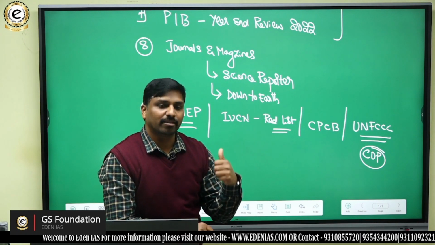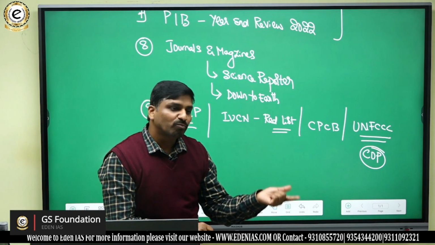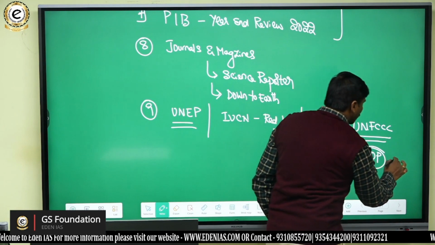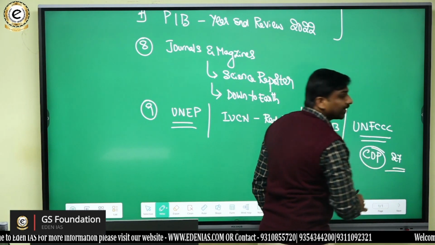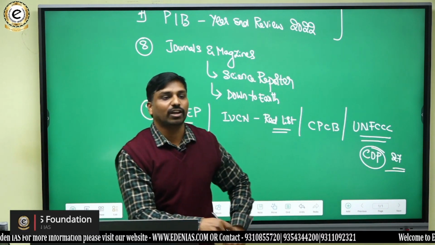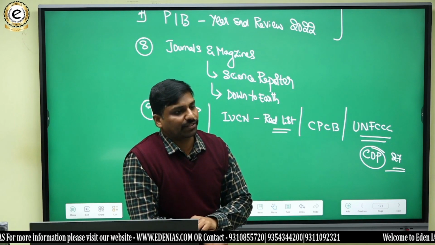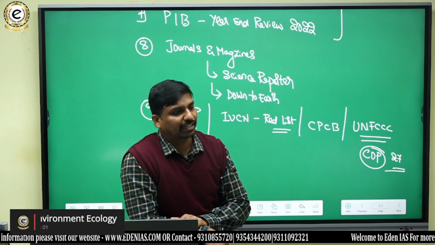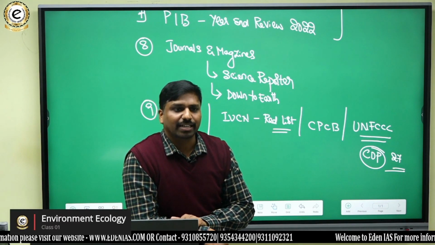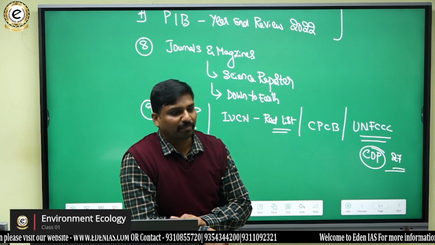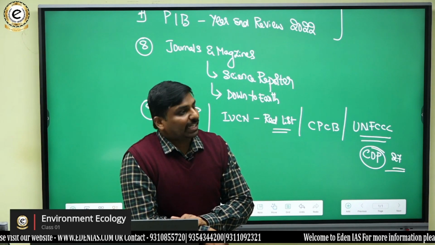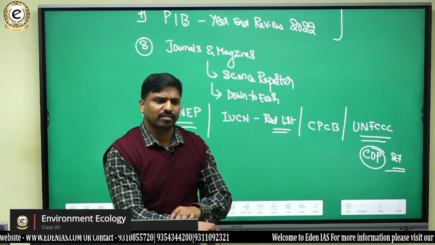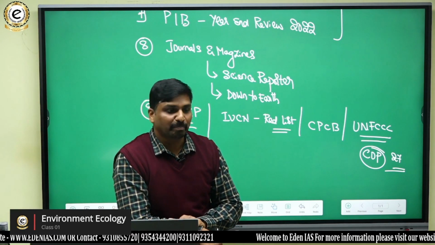So the recent Conference of Parties was COP 27. So those who are going to give an attempt in 23, try to follow the various important aspects which were picked in COP 27. It was held in Egypt, at a place called where, in which place? There's a place called Sharm el Sheikh. So such places are also important from the prelims point of view.